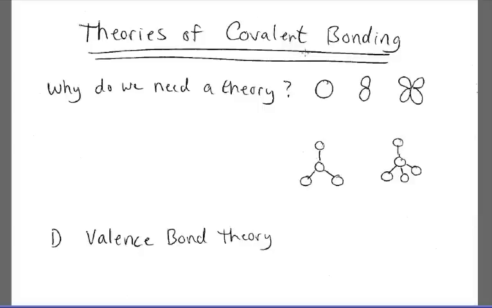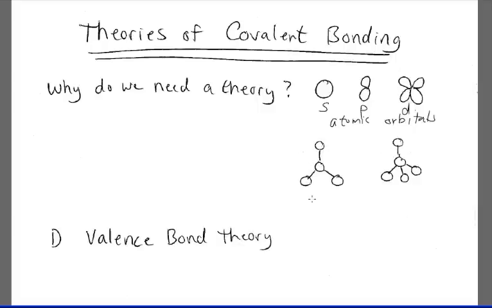Okay, theories of covalent bonding. Why in the world do we need more theory? Well, the reason we need a theory is because our atomic orbitals, s, p, d orbitals, point spherically or in two lobes or four lobes, but what they don't do is point in the directions of the bonding we've just described with VSEPR theory, like trigonal planar or tetrahedral.